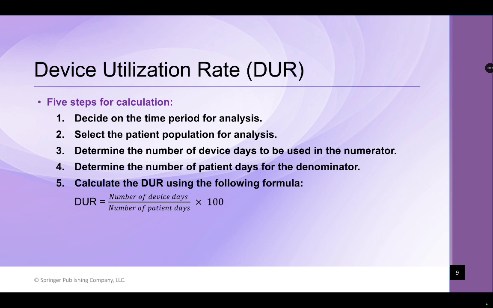The device utilization rate, or DUR, can be calculated for a comparison of device risk over a period of time. It expresses risk based on the amount of time the device is used and is comprised of these 5 steps. Step 1 is to decide on the time period for analysis. Step 2, select the patient population for analysis. Step 3, determine the number of device days to be used in the numerator. Step 4, determine the number of patient days for the denominator. Step 5, calculate the DUR using the following formula.